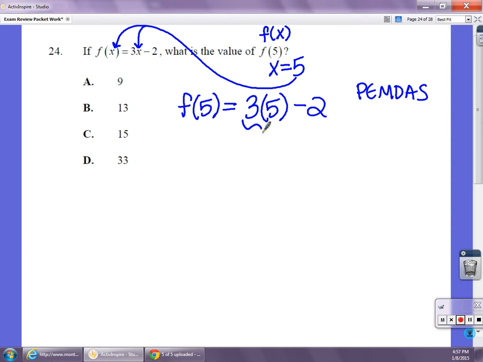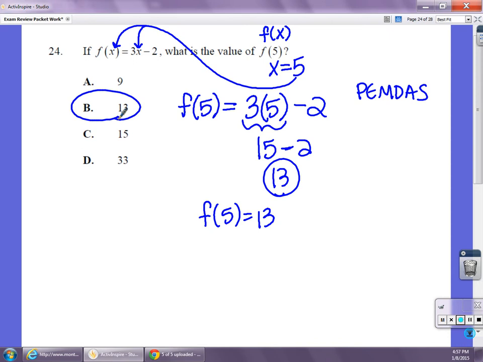So I have 3 times 5 is 15. I do multiplication before subtraction. And 15 minus 2 is 13. So we know that f of 5 is equal to 13. And that's going to be answer B. And that does it for questions 22, 23, and 24.